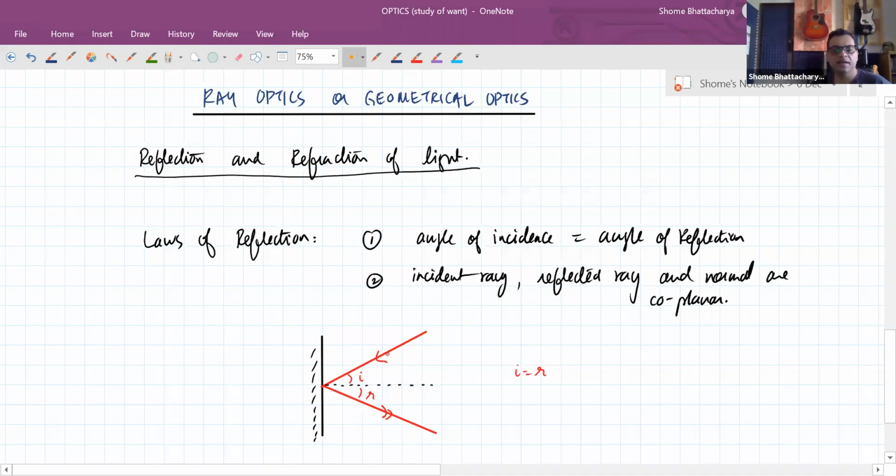And these three lines, the incident ray, the reflected ray, and the normal, they lie in a common plane. In this case, this is a vertical plane, and that's why they are coplanar. Okay. So this is reflection at a plane mirror.